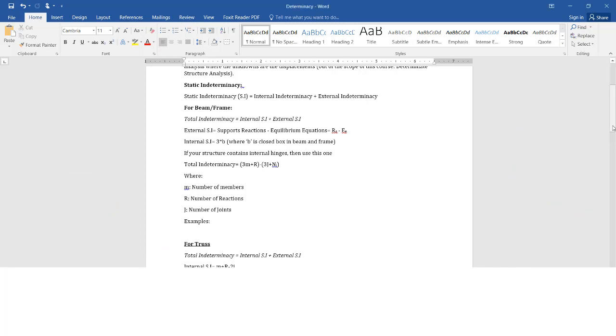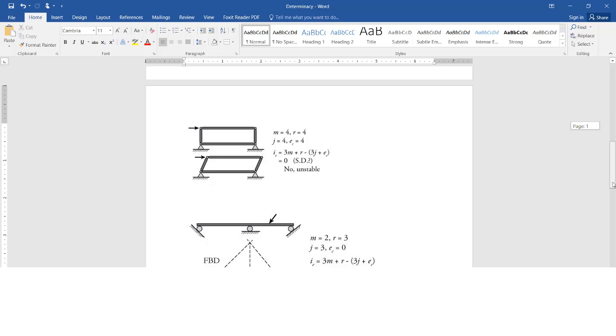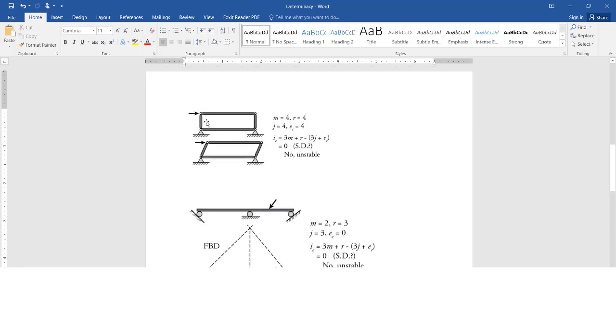So in this video tutorial we have learned how to determine the structural indeterminacy for both beams and trusses. Now we have an example of this frame, which is not basically a truss. All four joints are designed as pin joints. One horizontal force is applied at this end. By the formula, this is determinate. We have no structural indeterminacy, but it's not stable.